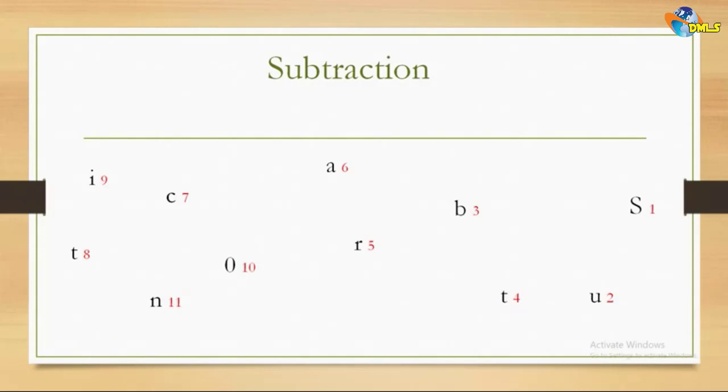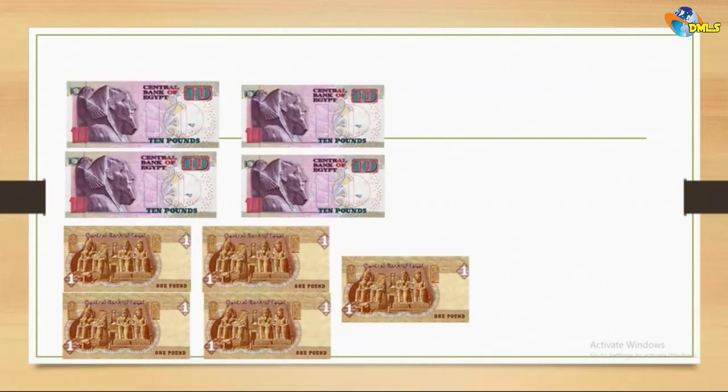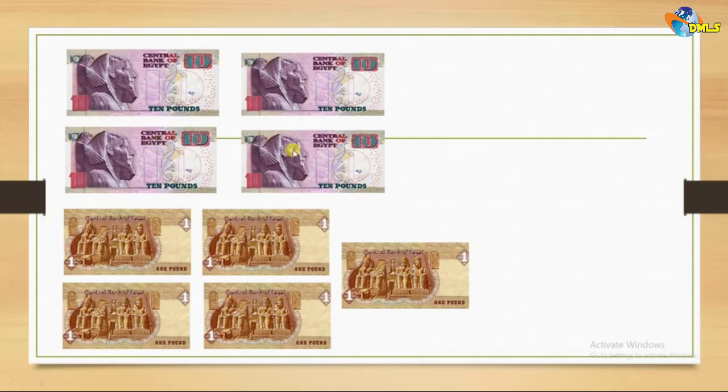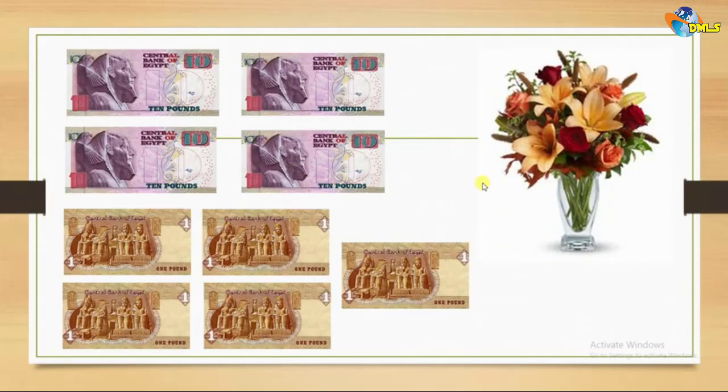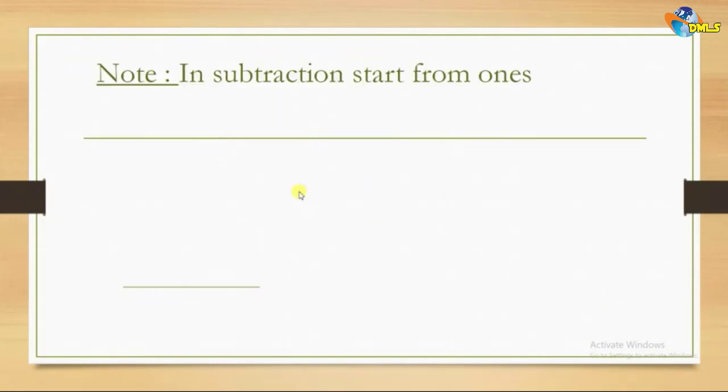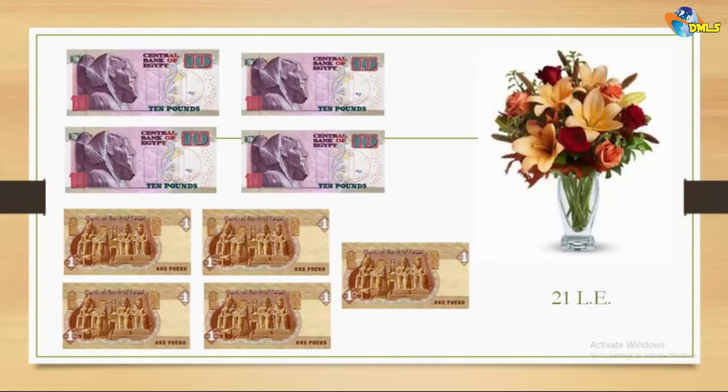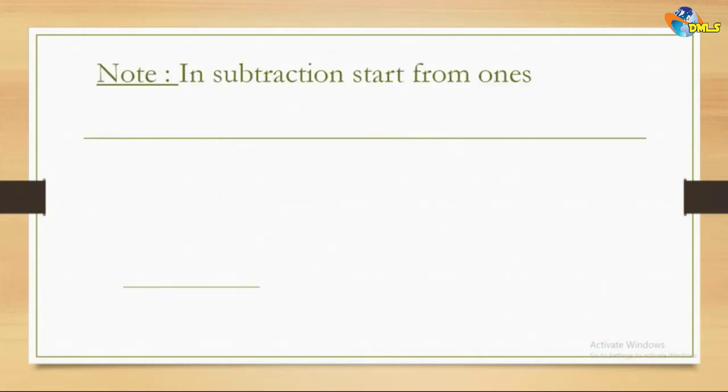So I will tell you a small story to know the meaning of subtraction. If I had 45 pounds, as you see here in the figure, and I want to buy this bus for 21 pounds, how much money is left with me? At first I have 45 pounds, then I take away 21 pounds to buy this vase, so this is a subtraction operation.